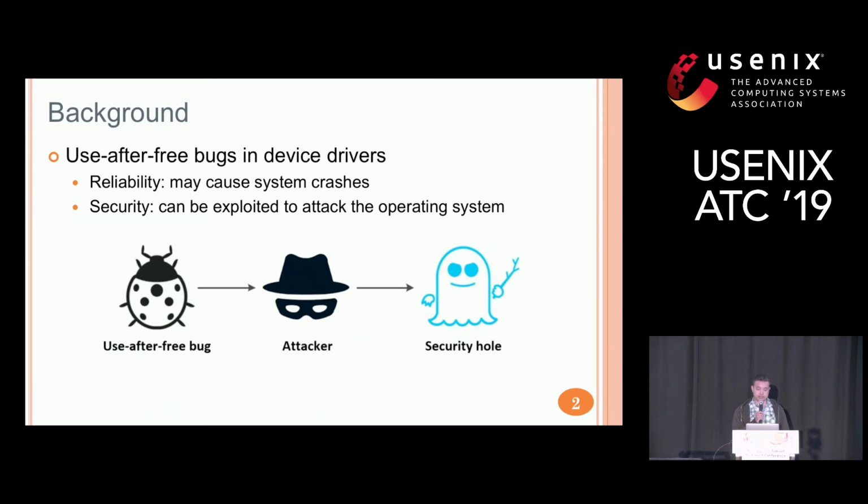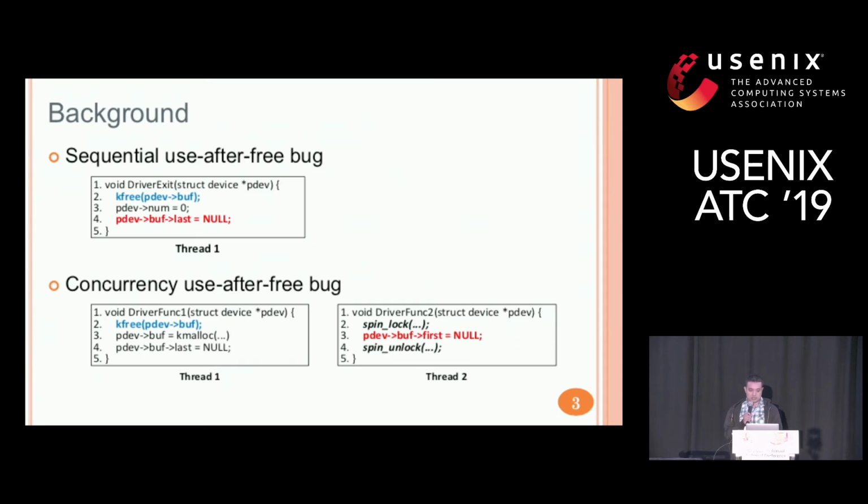Use-after-free bugs in device drivers are often dangerous. Some of these bugs are caused by sequential code execution, namely the free and the use are in the same thread. And some of these bugs are caused by concurrency code execution, namely the free and the use are in two different threads. So they are more difficult to detect.